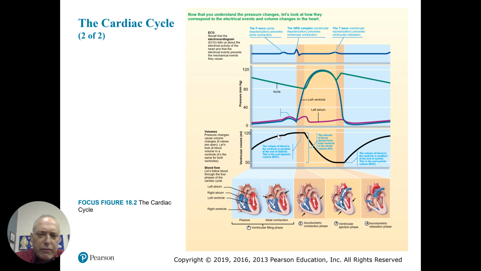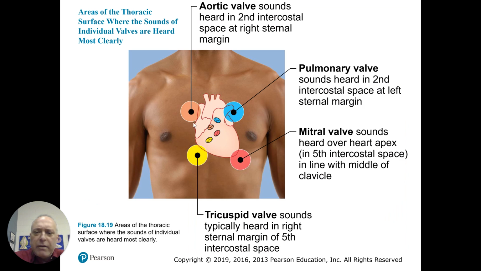And then you look at volumes, the ventricle passively fills and then ejects during systole, passively fills during diastole. And heart sounds. We've got the four places I showed you earlier, but the aortic valve on the right superior, right inferior, tricuspid, left superior pulmonary valve, and the mitral for the left inferior, right at the apex.